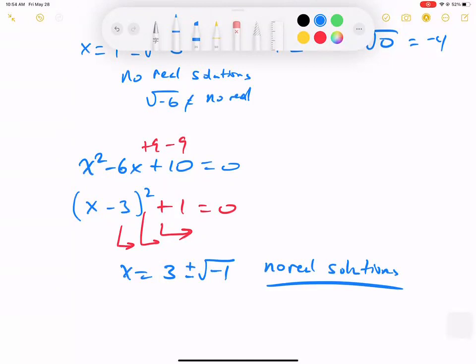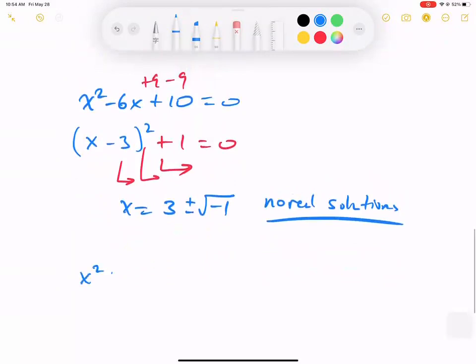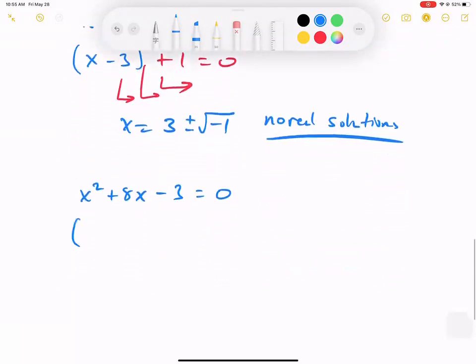Okay, let's try another one. X squared plus 8x minus 3 equals 0. Now this one is not factorable. That's fine. Now let's solve this by completing the square. Now you're going to see me do the work.